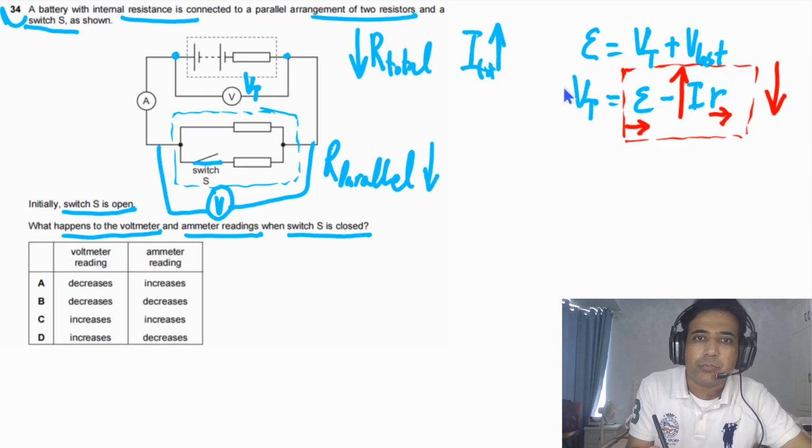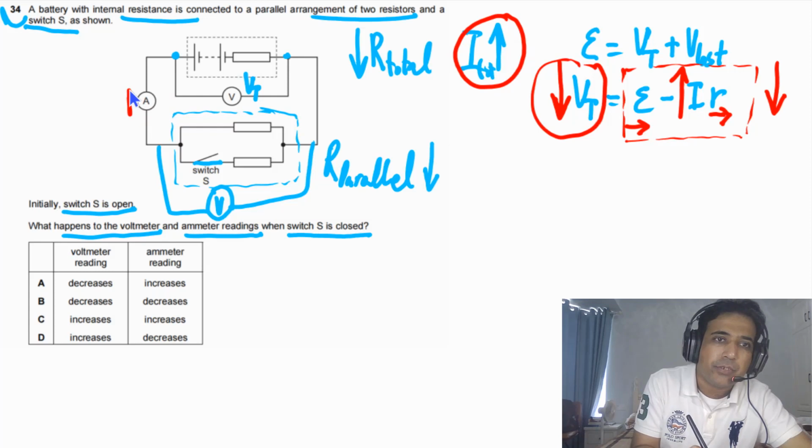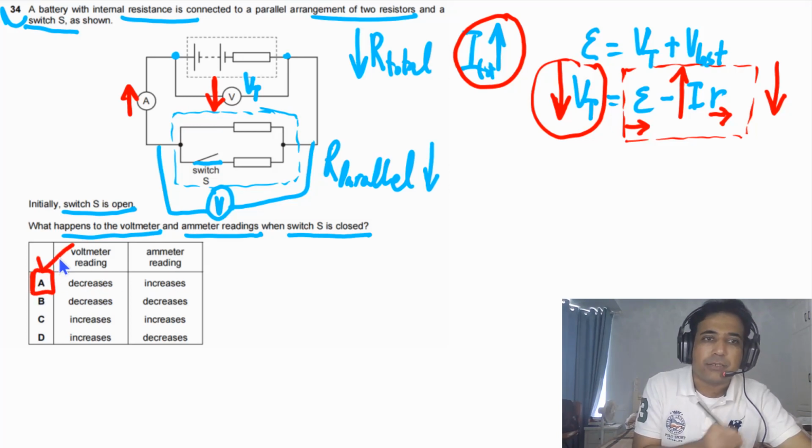It means terminal PD will decrease, but current will increase. So this one will decrease and total current in the circuit will increase. So ammeter reading will increase and reading of voltmeter will decrease. So voltmeter reading decreases, ammeter reading increases. So the answer is A.